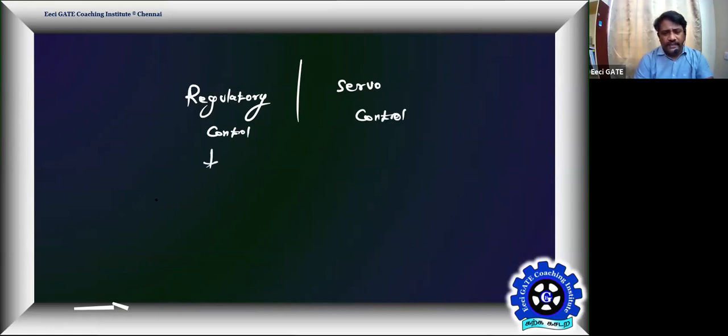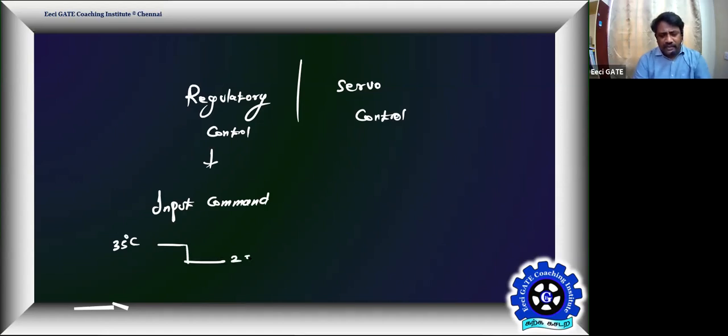So here in a regulatory control system, the input command remains constant. That means a step change is a good example of regulatory. Say, for example, I'm controlling my air conditioner. Initially, my room temperature is around 30 degrees C, or as of now maybe you can take around 35 degrees C, but I'm asking the temperature to be 25 degrees C by turning on my air conditioner. It's a negative step change. The present temperature is 35, but you are asking for 25.